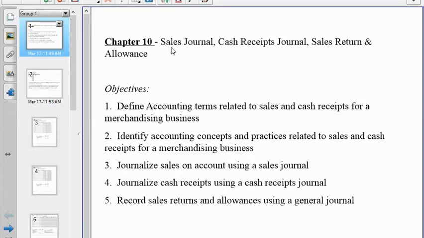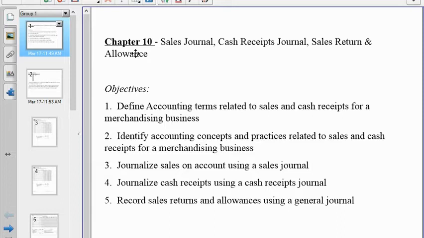In Chapter 10, we're going to move forward with our sales journal, our cash receipts journal, and our sales return and allowance transactions. This is Accounting 2, so we are a corporation, so we've sold stock to get ourselves up and running. A little bit different owner's equity accounts there. This is also making a product.